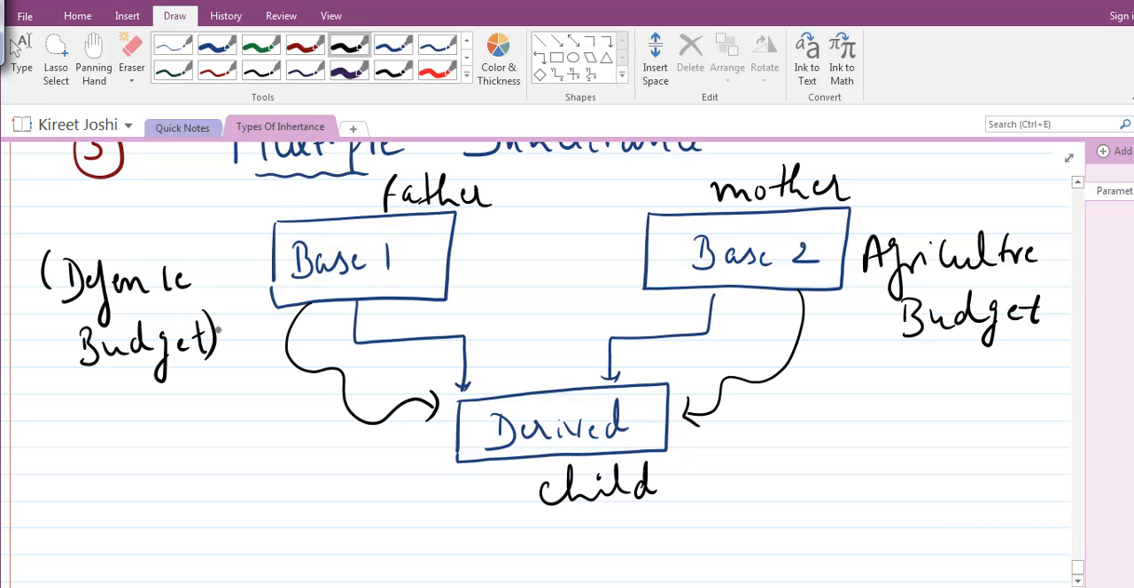So this budget, that is the defense budget and the agriculture budget, will contain the total budget of a country. It contains some attributes that will be required in calculating the total budget for a country. Here I have taken only two classes, that is base 1 and base 2. So it can be n number of classes also. It can be base 1, base 2, base 3, base 4. It means more than one parent.